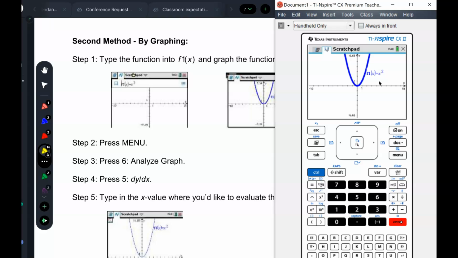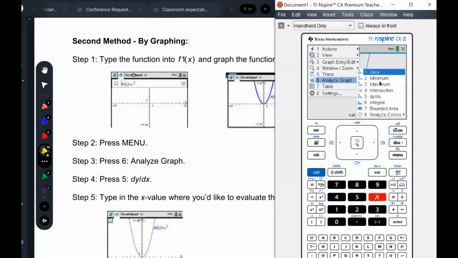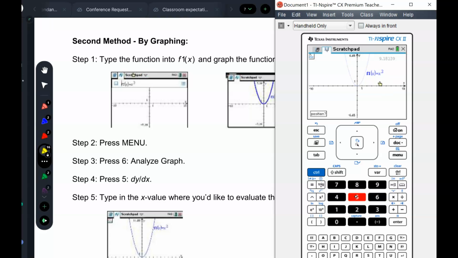So number 6, when you press menu, there's an analyze graph, number 6. And number 5 says dy dx. Oh. Wow, and you can just go to a point? Uh-huh, and you could just type in like 2. 2. And look what it does. Just type in 2, and it will give 4.